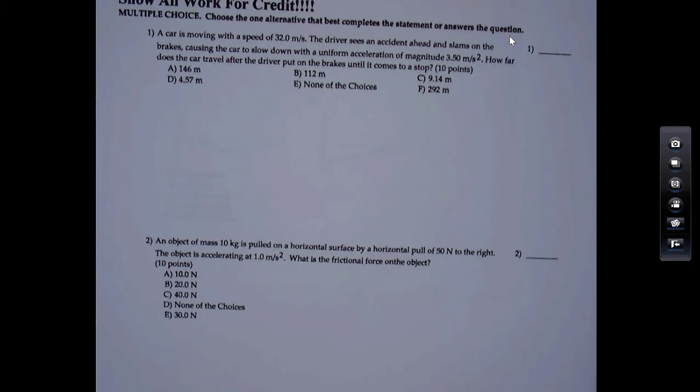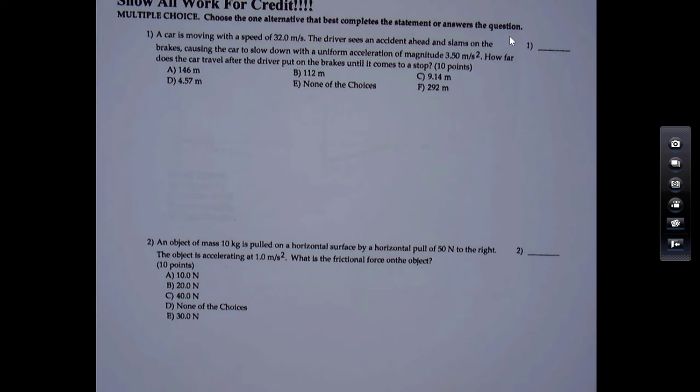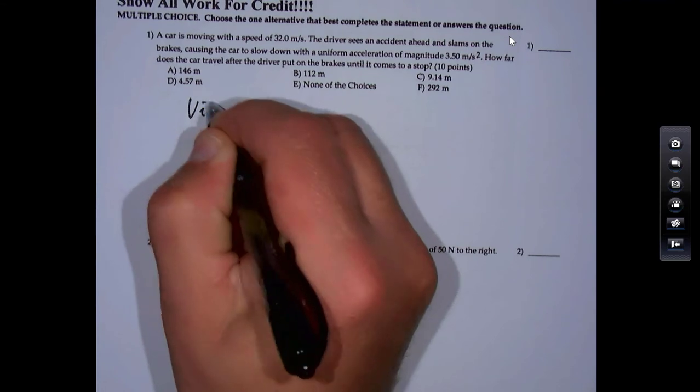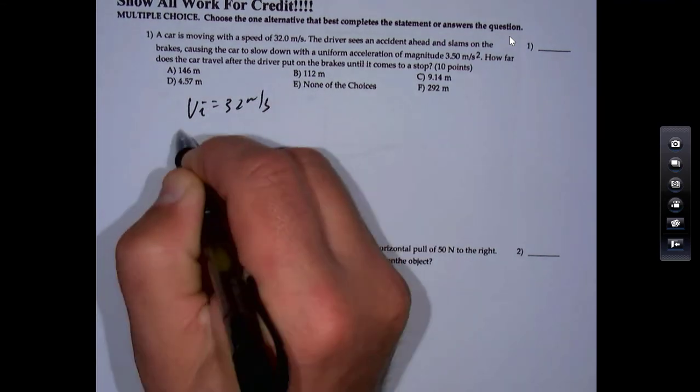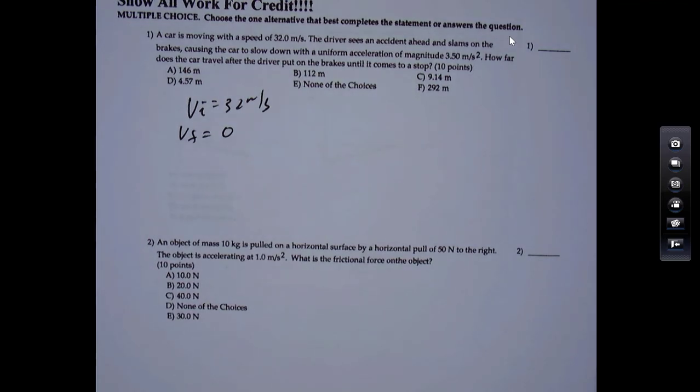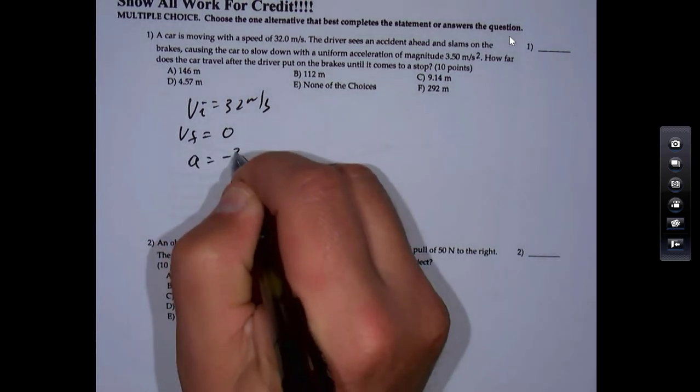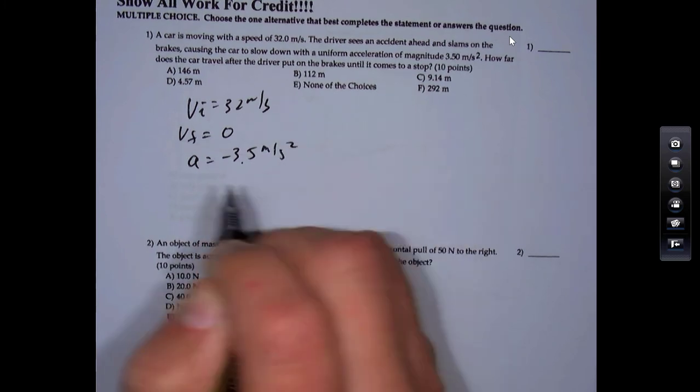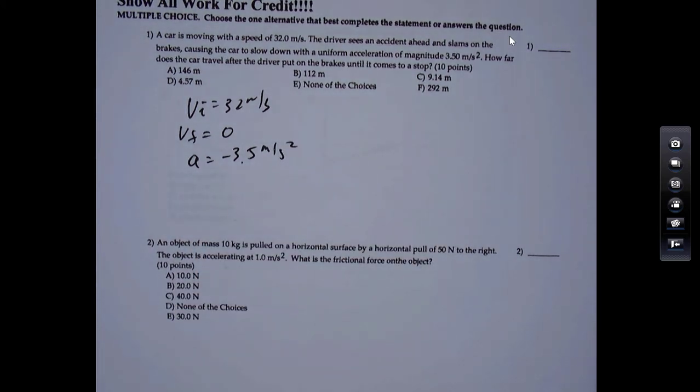Okay. So the first one, a car is moving with a speed of 32 meters per second. The driver sees an accident ahead and slams on the brake, causing the car to slow down with uniform acceleration 3.5 meters per second squared. How far does the car travel after the driver puts on the brakes until it comes to a stop? Initial speed, 32 meters per second. Final speed would be 0 when it comes to a stop. This acceleration means we're slowing down, so minus 3.5 meters per second squared, similar to a problem in the chapter. And how far does the car travel?